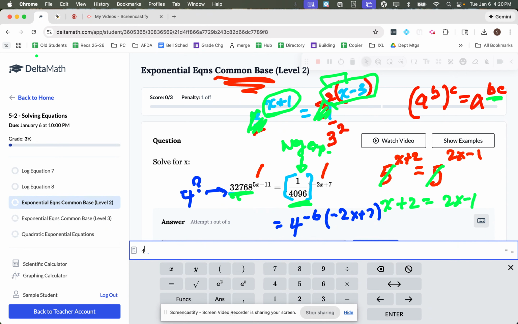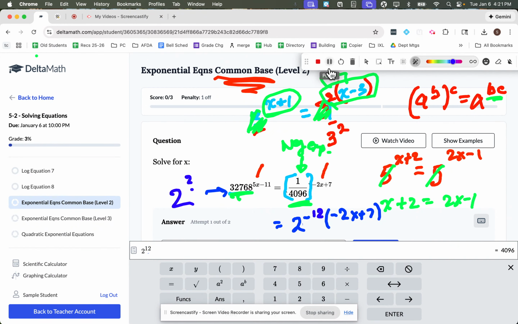Is it possibly a 2? Should I go down? Okay, 2, let's say, to the 12. It's not, sorry, the base is not 2. The base is not 4. I can get there by doubling the exponent and shrinking my base by 2. So 2 to the 12. So I just fix it. It's 2 to the negative 12, because I want to make it into a fraction.